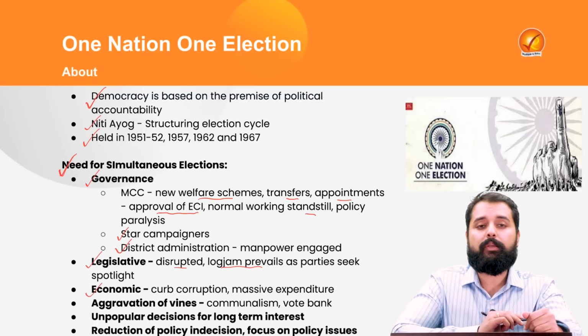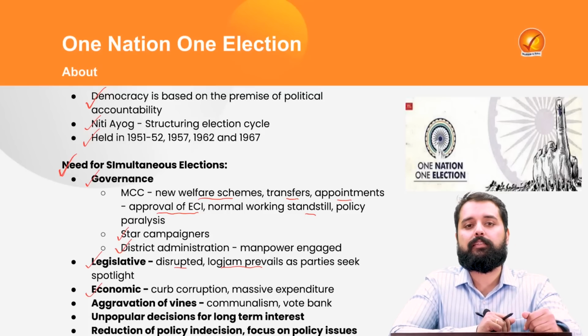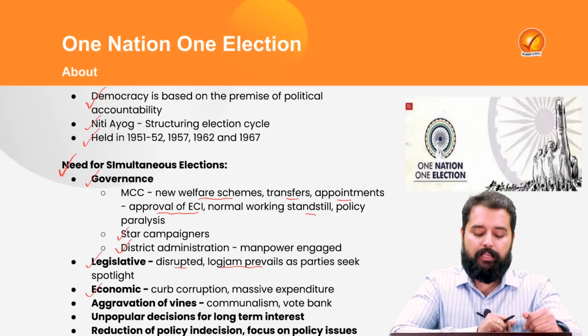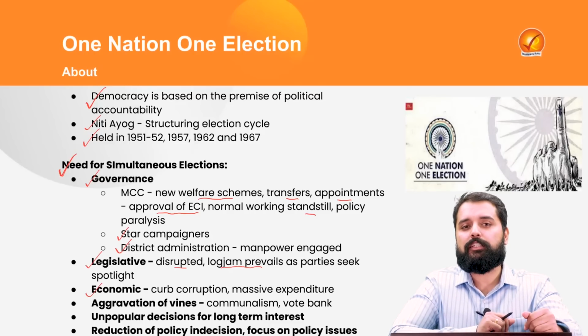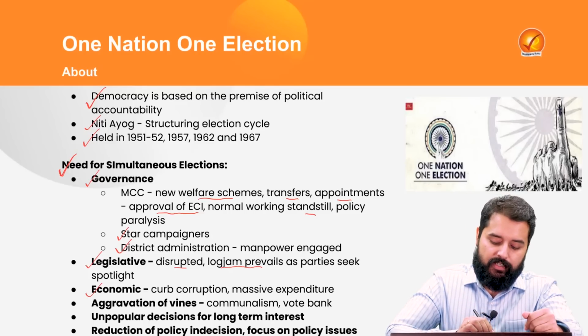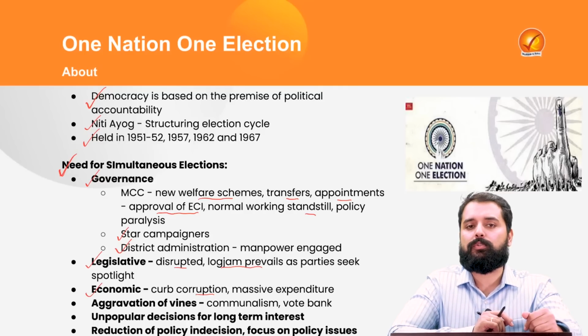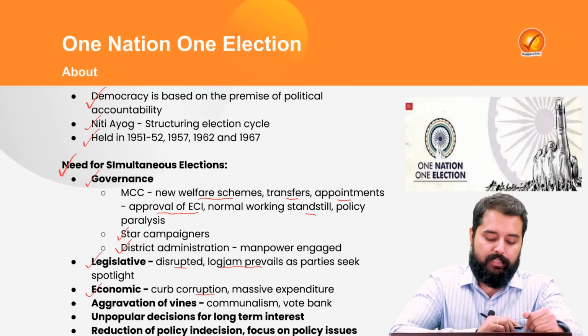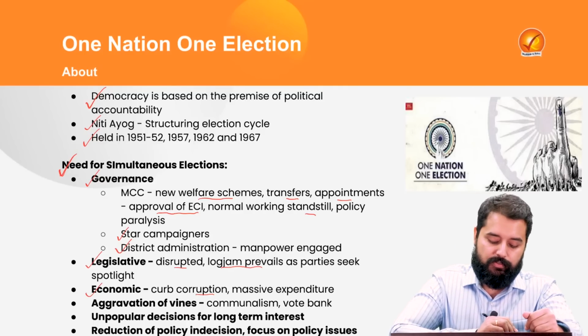Likewise, there are economic arguments also that simultaneous elections will ensure that the burden on exchequer will be lesser, as massive expenditure is usually undertaken during the elections. The parties need funds for campaigning, and therefore they need to collect funds also from the party workers, etc. And usually there are allegations that corruption is also resorted to while campaigning and during the times of elections.